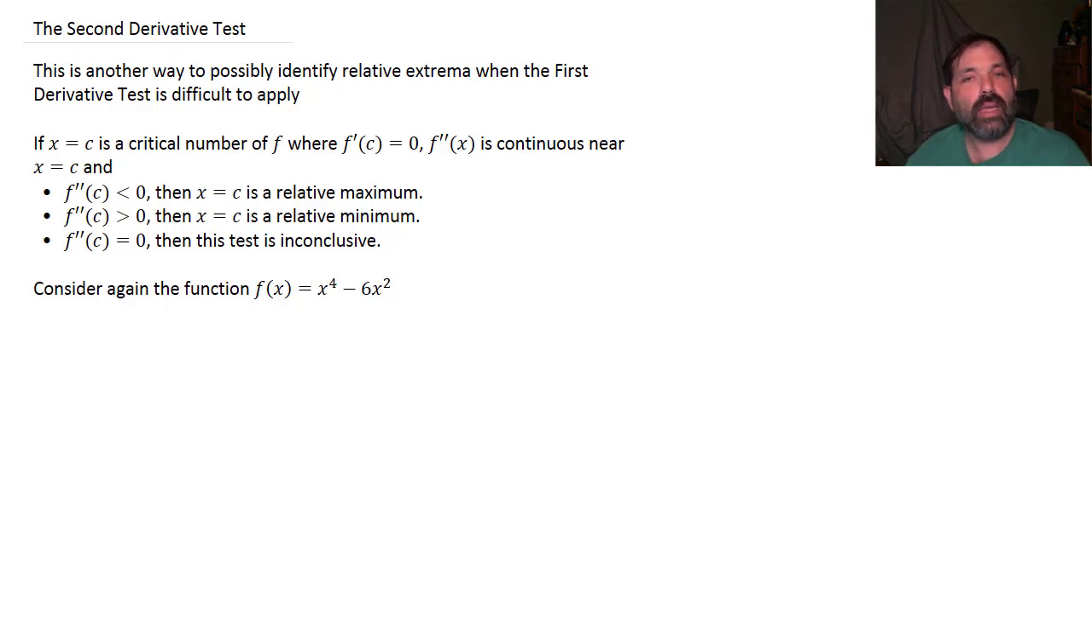And then if the second derivative is negative, the second derivative is less than 0, then x equals c is a relative maximum. All right, so understand, right? The second derivative is negative. It's concave down. So I have a stationary point, right? This means we have a stationary point.